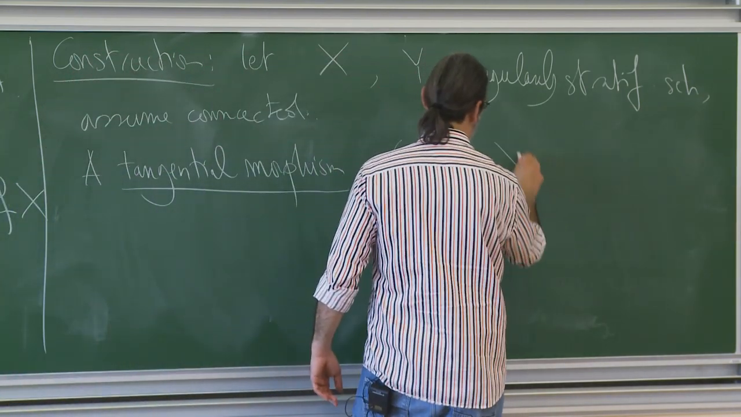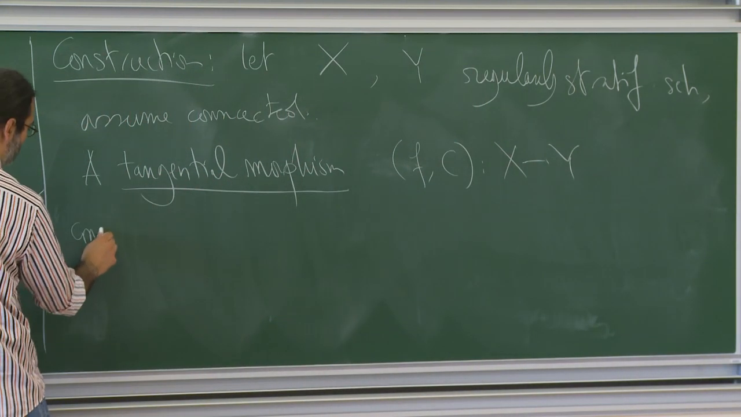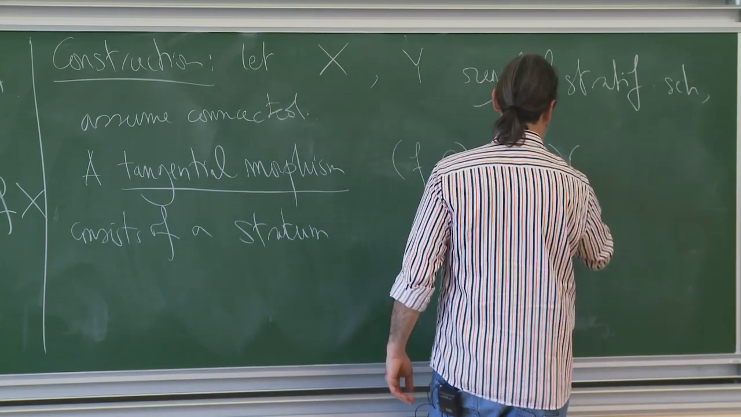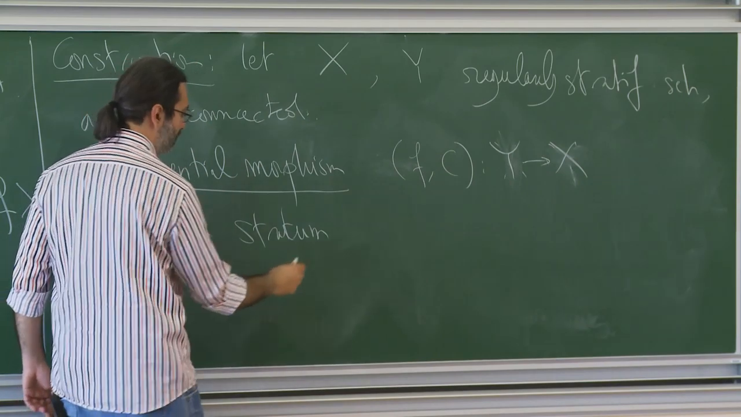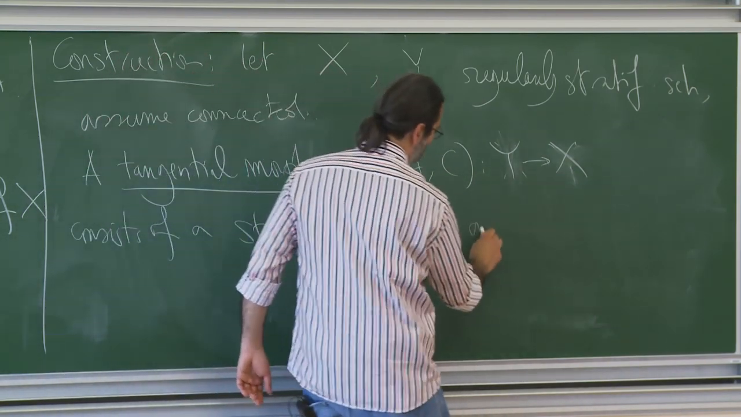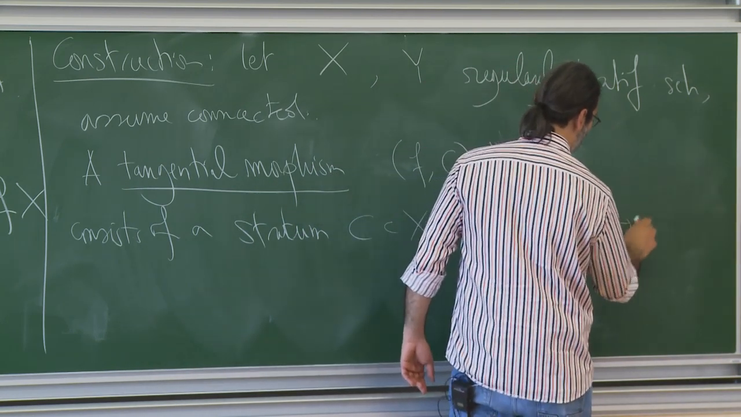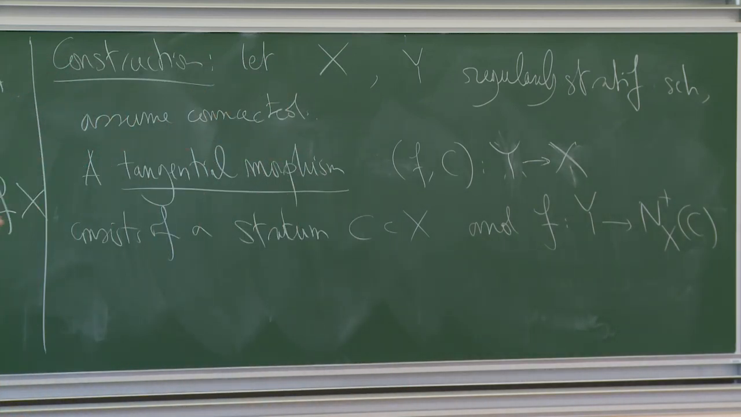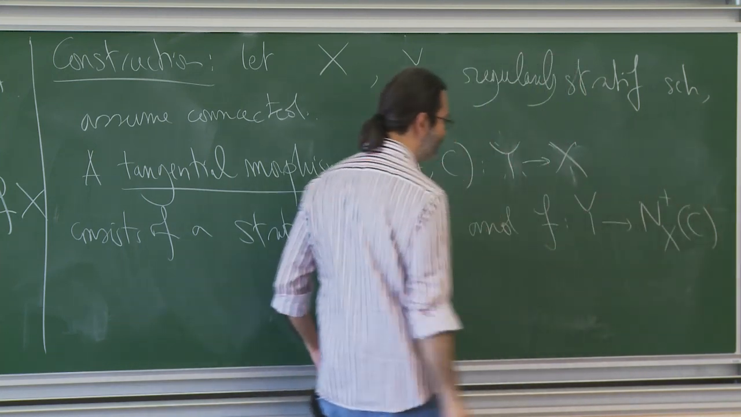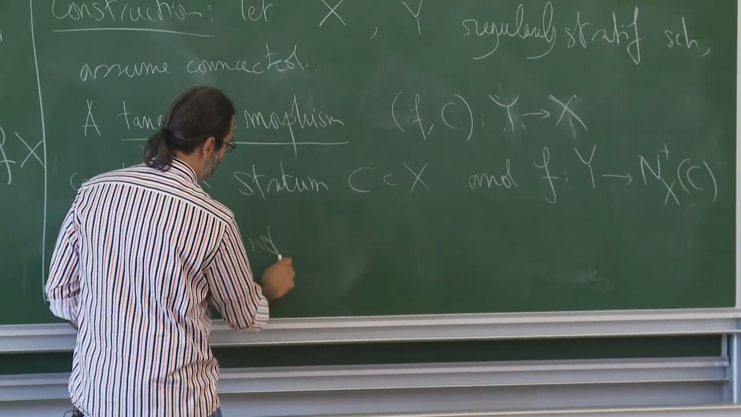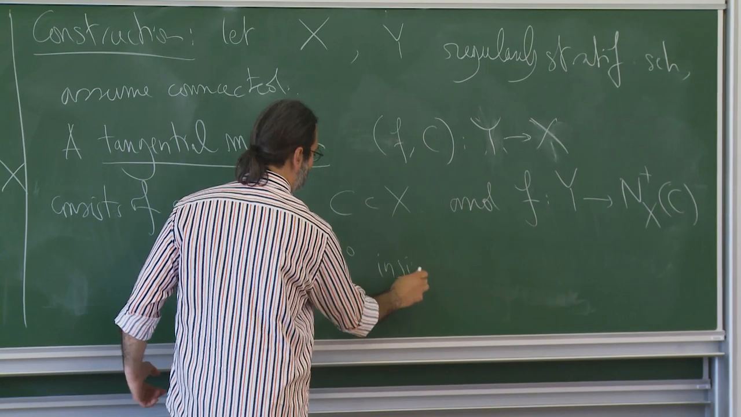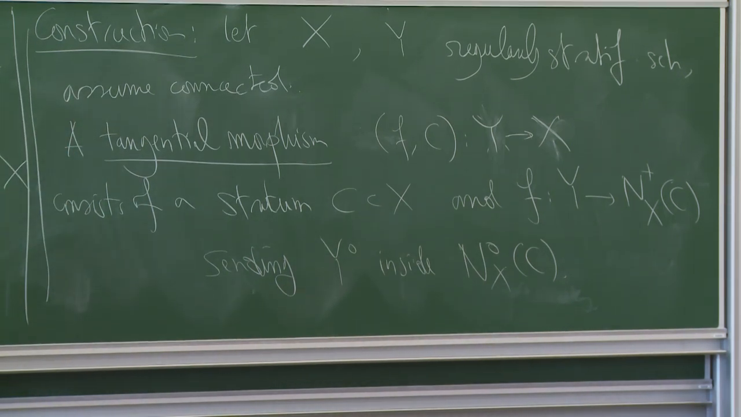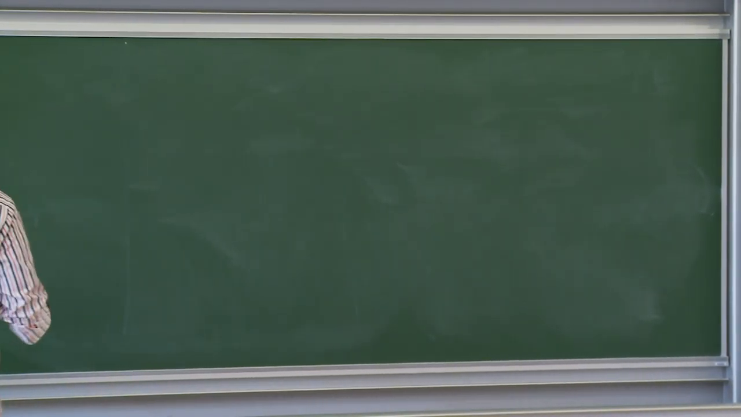It's a pair F, C from X to Y, which consists of a stratum C in X and a morphism from Y to N plus, to the normal cone of C bar. Of C bar, but I put a plus instead of bar here. Such that, sending the open stratum inside the open stratum there. Okay, so this is what I call a tangential morphism, and the nice thing is that they form a category, so we can compose them.